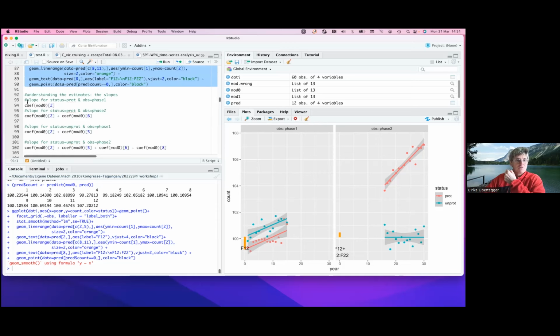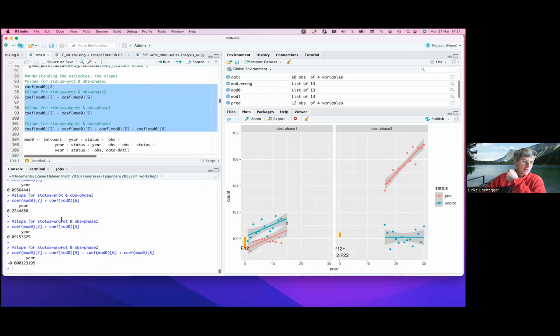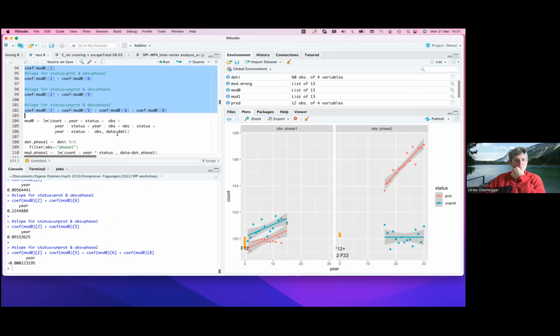For the slopes, you can find here the codes, and also these give the same numbers that are shown in the PowerPoint.